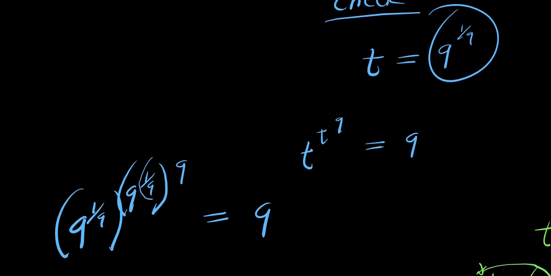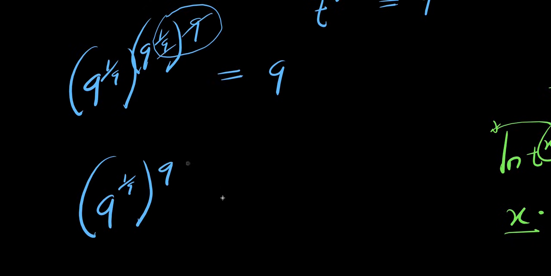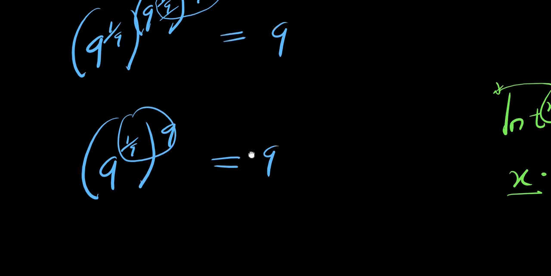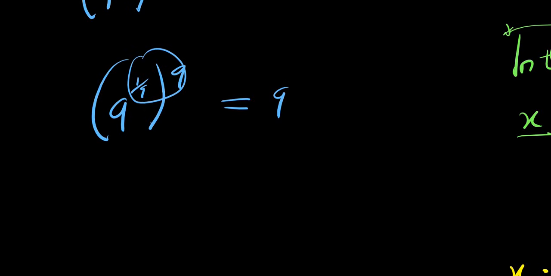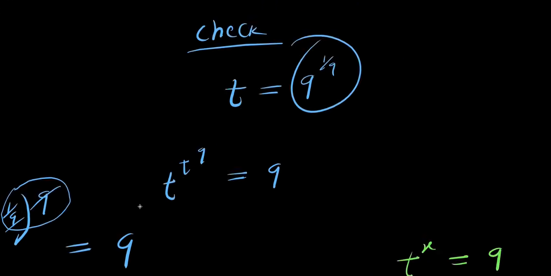Now if you multiply this exponent, you have 9^(1/9) raised to the power of 9, and the power 9 cancels the 9 in the denominator. You also multiply this exponent, you have 9^(9/9), and 9/9 here is 1. So we have 9 = 9. So this means our solution is obviously very correct, guys.